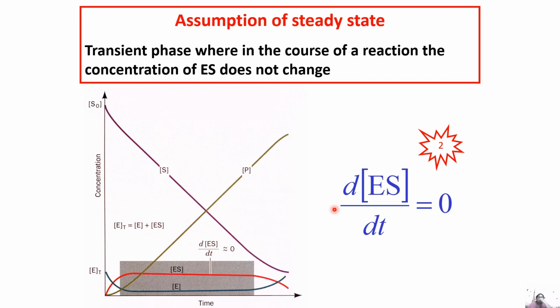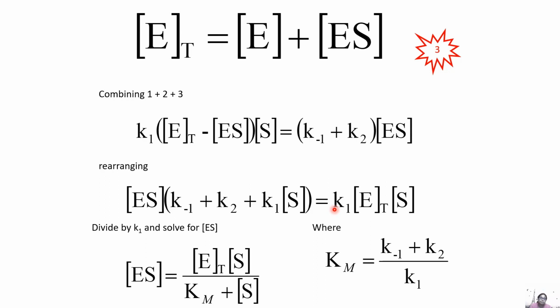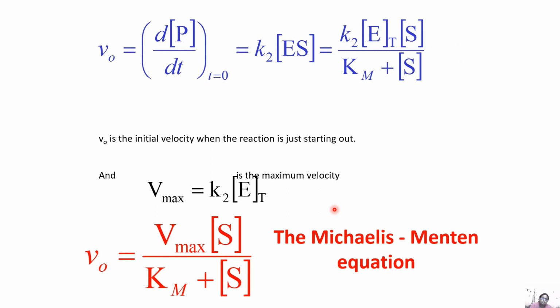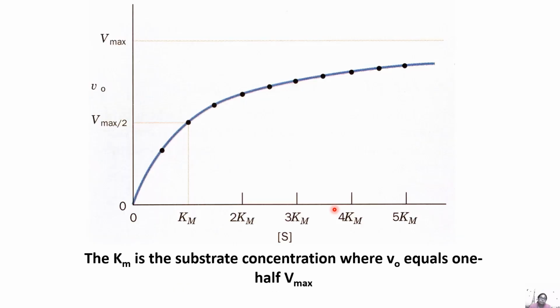Assumption of the steady state. Now, transient phase where in the course of a reaction the concentration of ES does not change. So this is basically the derivation of the Michaelis constant. You can find it in any biochemistry book as well. So these steady state assumptions and all of these give rise to the Michaelis-Menten equation.